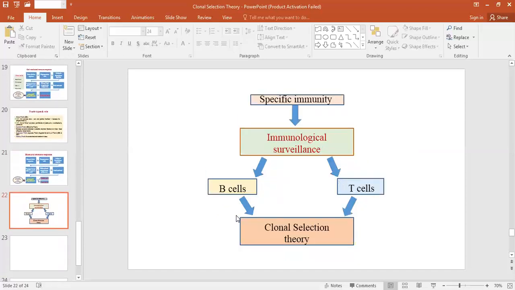So whatever we have studied, the clonal selection theory, is actually predicting how the B cells and T cells prepare clonal cells, and how the antibodies are produced specifically against the antigen. So the clonal selection theory is actually showing how specific immunity is developed in our body. That's all.